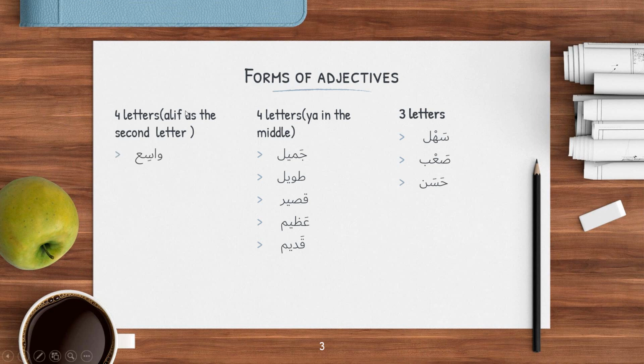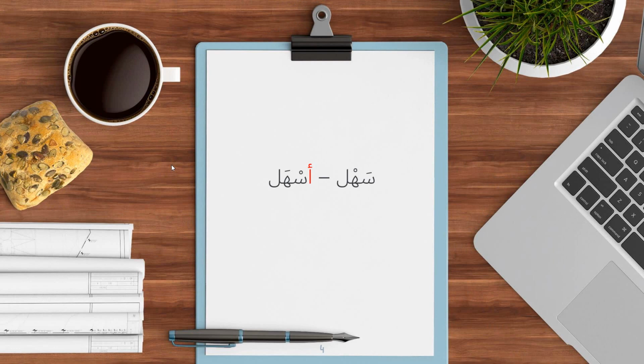The third group is 4 letters with alif in the middle. We have واسع, which is wide. ساخن, which is hot. عالي, which is high. بارد, which is cold. And that will be it for the adjectives.